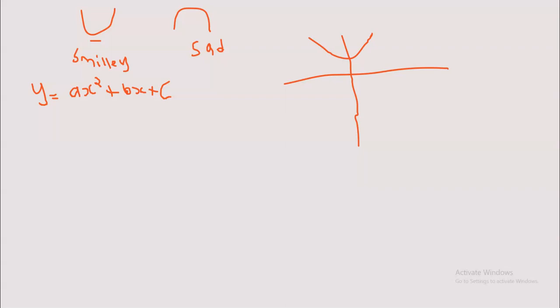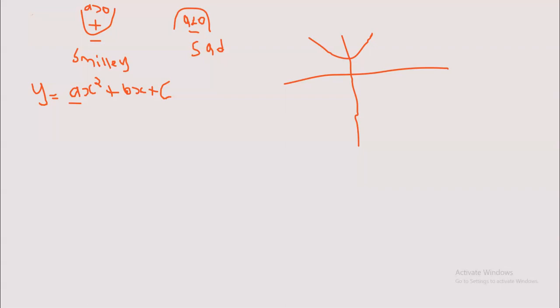The first thing you must ask yourself is: why am I having a smiley or a sad face? If the value of a is less than 0, or if a is negative, you get what we call a sad face. To avoid confusion, let me put this expression next to the sad face. But if a is greater than 0, or if a is positive, then you get a smiley face. So whatever expression they give you, the value of a will tell you the shape the graph must look like. That's the first thing you must know about the parabola, the shape.